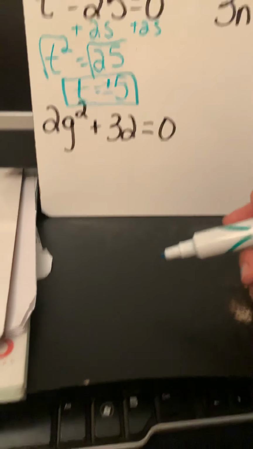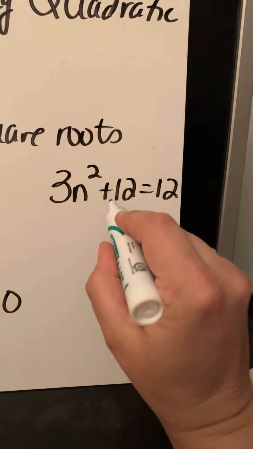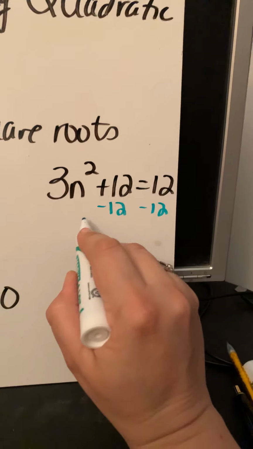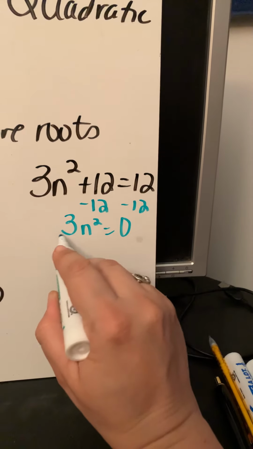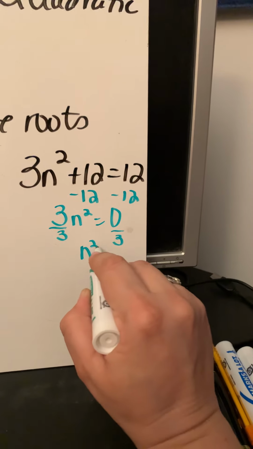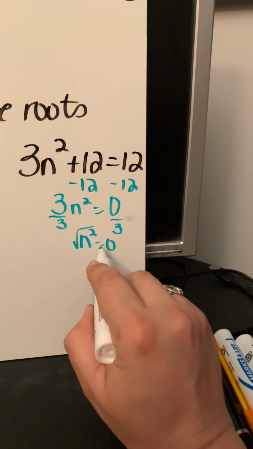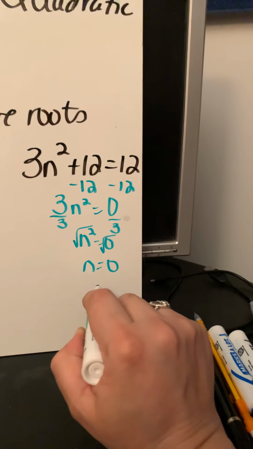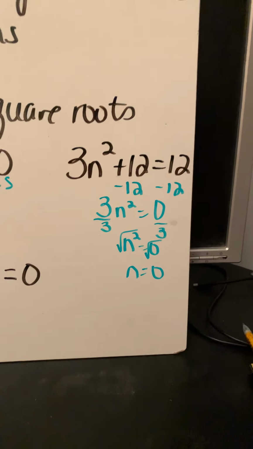Okay, this one over here. What is your first step? Subtract that 12. So now you've got 3 n squared equals 0. Divide by 3. N squared equals 0. Square root, n equals 0. Notice I don't need to put a plus or a minus there. It's just n equals 0.